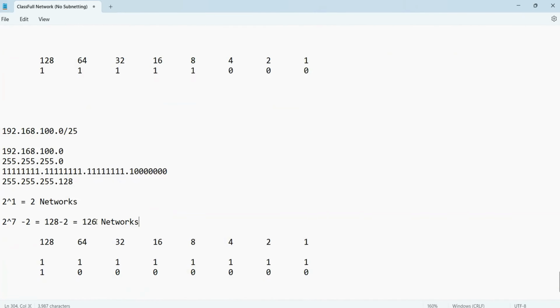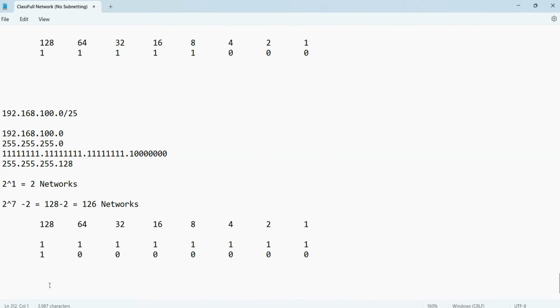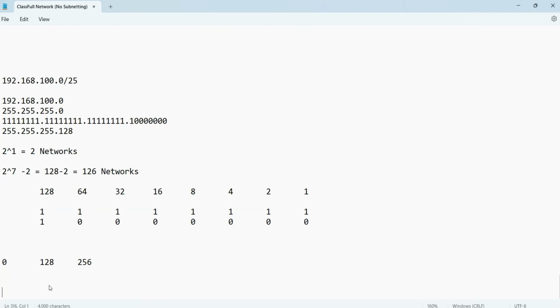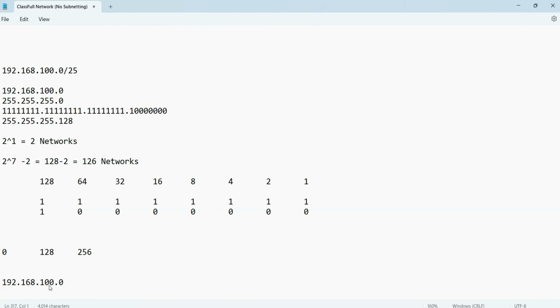What is the first network? I only have 2 networks. Well, the value of the last bit that I borrowed is 128. So this is super easy: 0, 128, then 256. My first network is 192.168.100.0. My second network is 192.168.100.128. I cannot put this as an IP address as long as I have this as a mask.